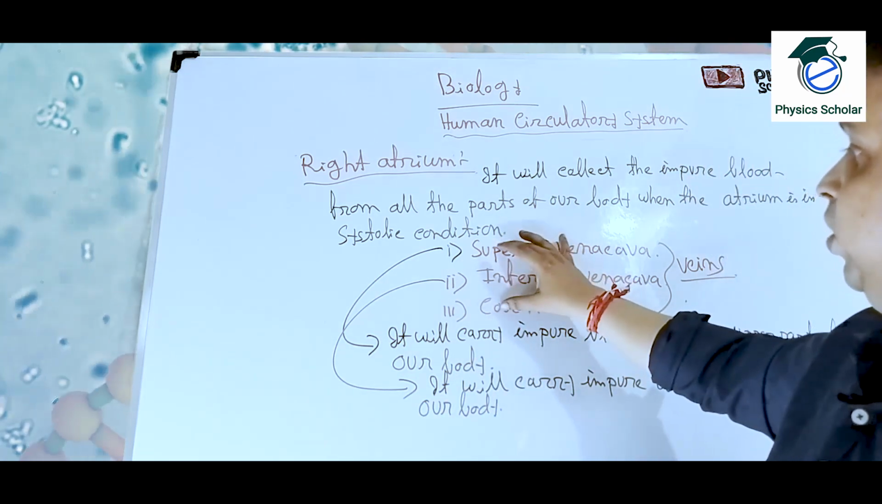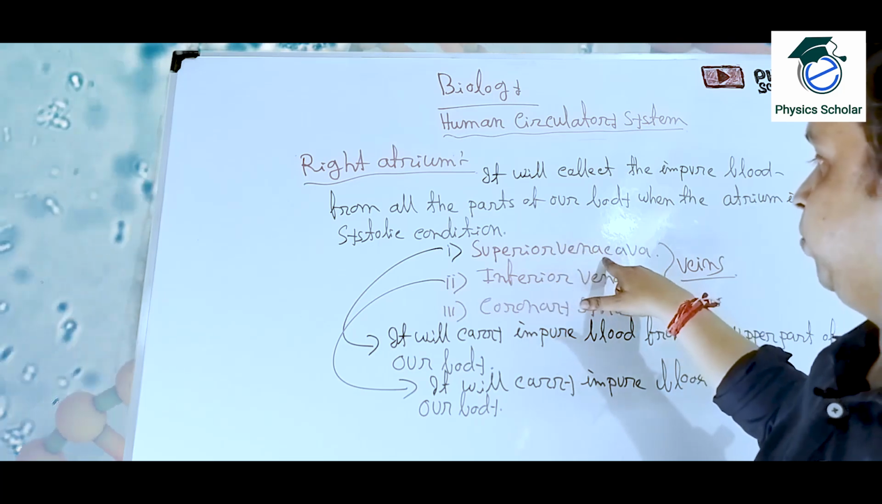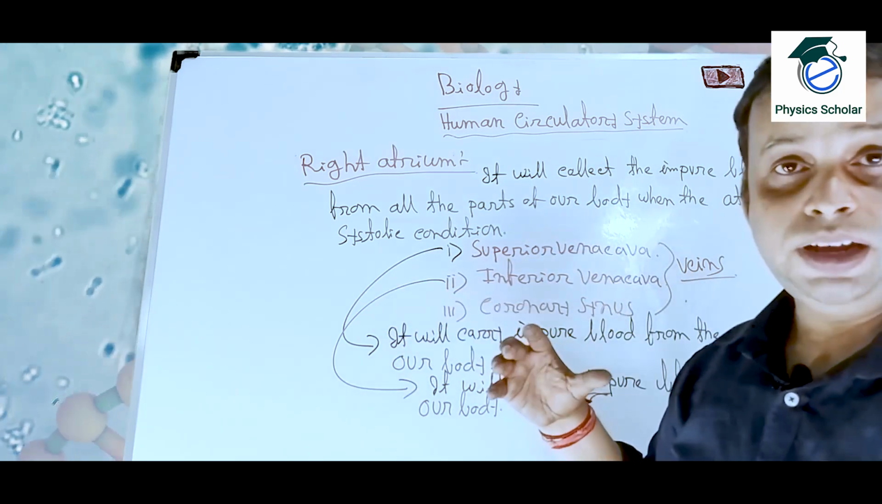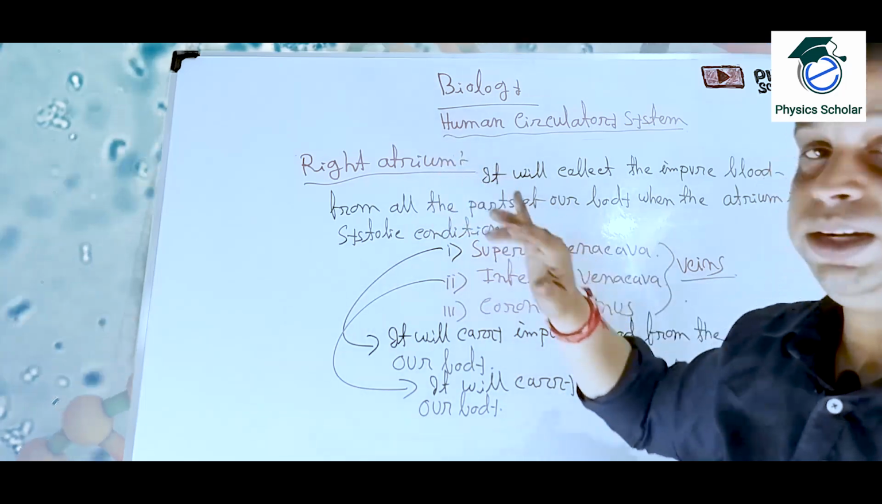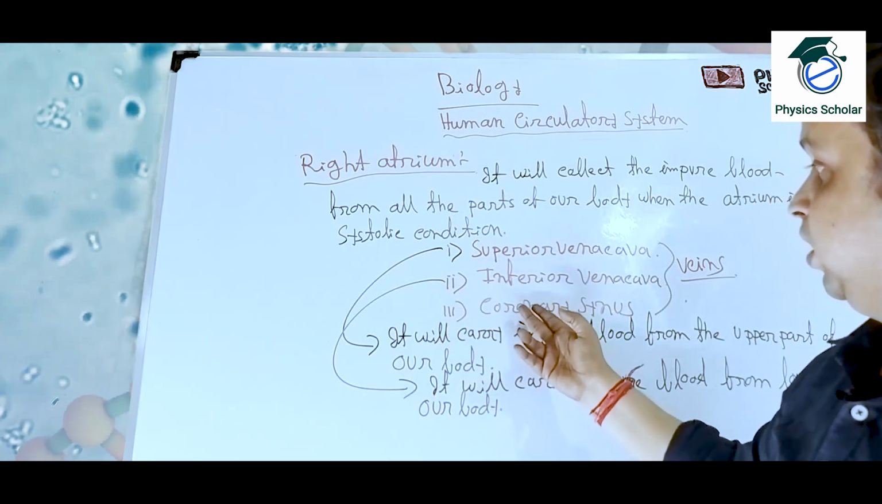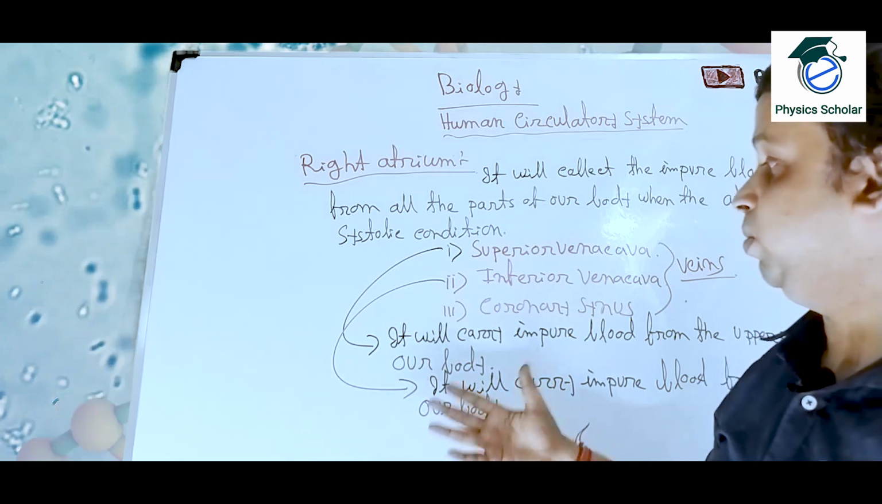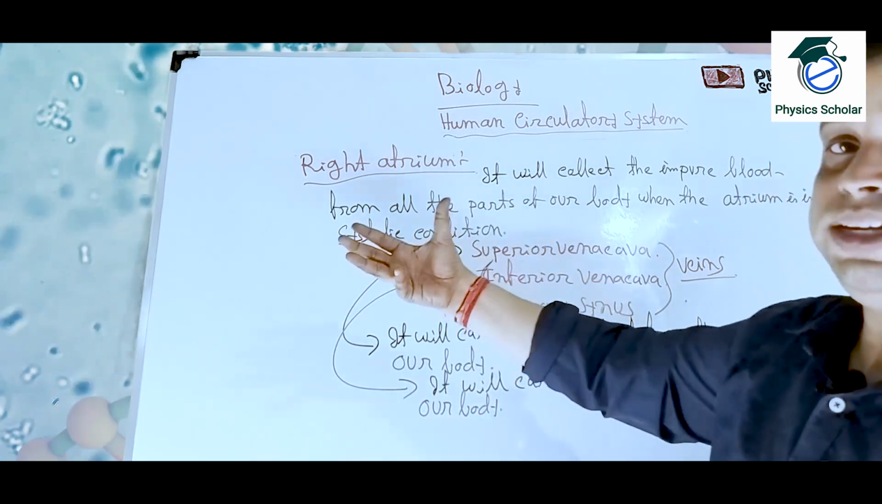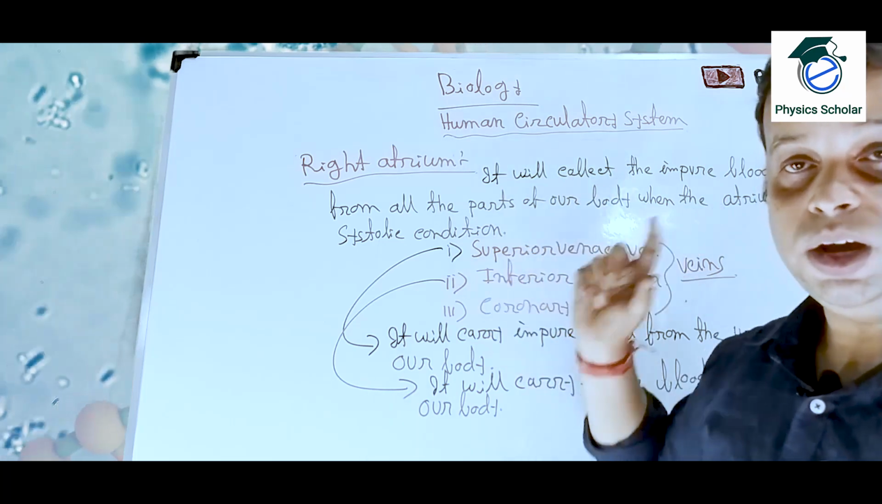Okay, so when the atriums are in diastole condition, then from the superior vena cava the impure blood from the upper portions of our body will come and enter the right atrium, and the inferior vena cava from the lower part of our body, the impure blood will be carried by this vein and it will enter the right atrium during the diastole condition of the atrium.